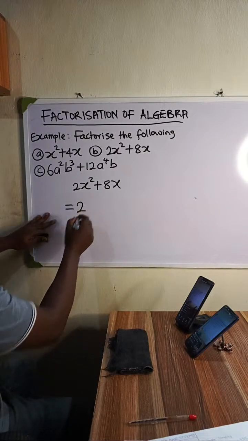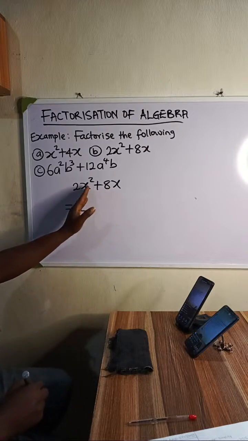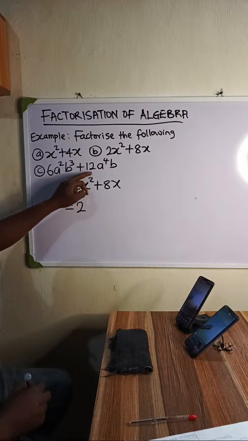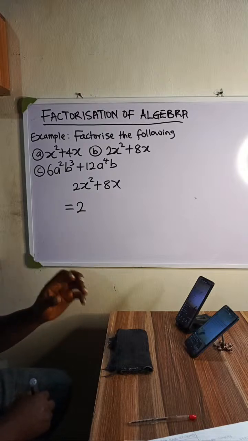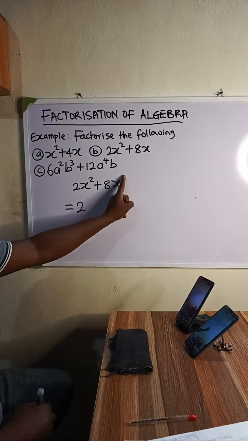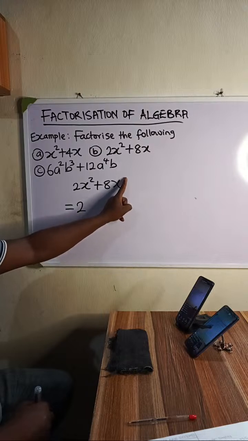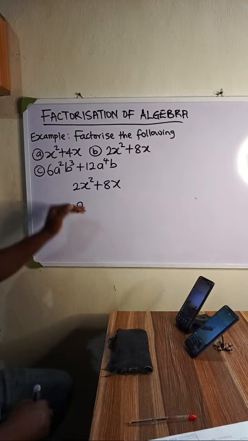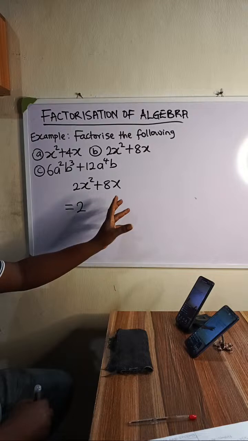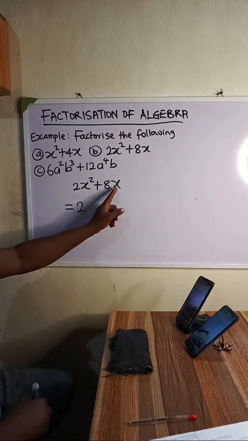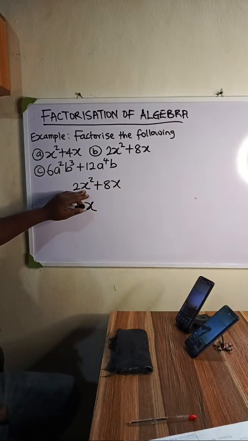So you pick that out for the numbers. Then you go to the alphabet. Here you have x to the power of 2. Here you have x. So whenever you want to pick the HCF of the alphabet, pick the one with the smaller exponent or smaller power. So here is x to the power of 2, here is x to the power of 1. So you pick this one with the smaller exponent. If here we have x to the power of 6 and here we have x to the power of 4, you will pick the one with the smaller exponent, which will be x to the power of 4. So in this case, the smaller exponent here is x. So this is the HCF of this and this.